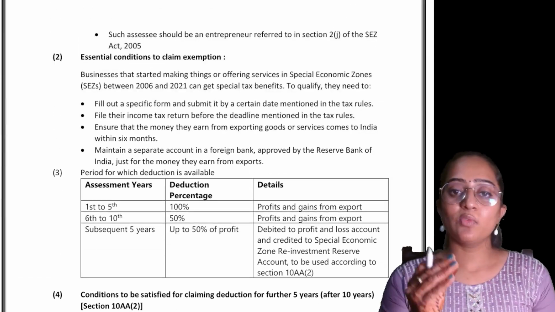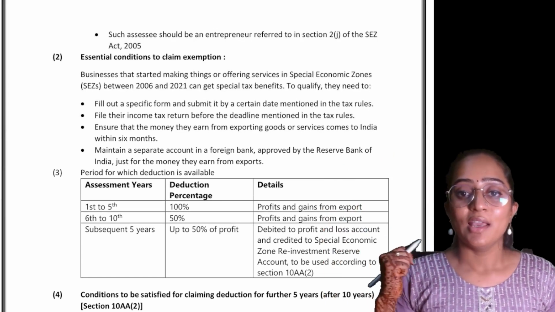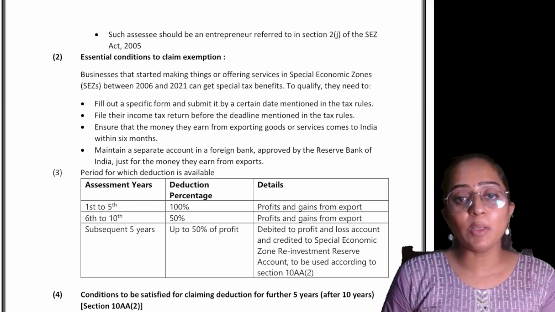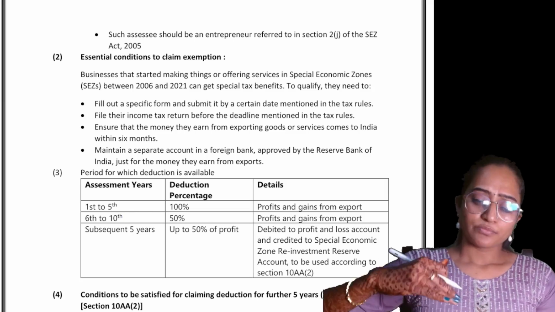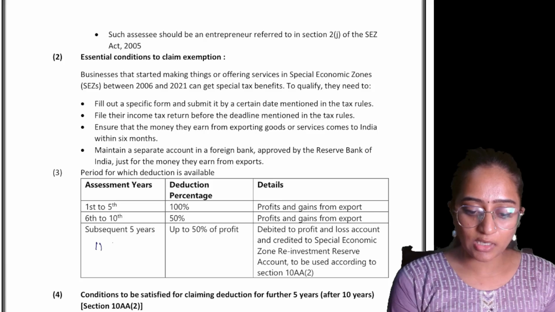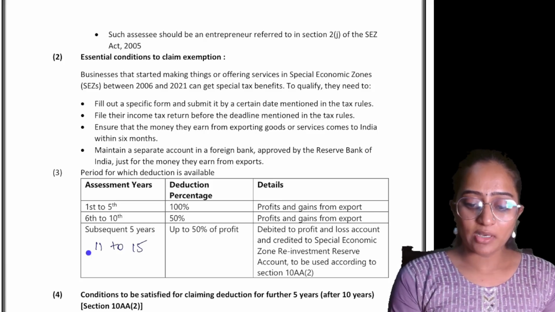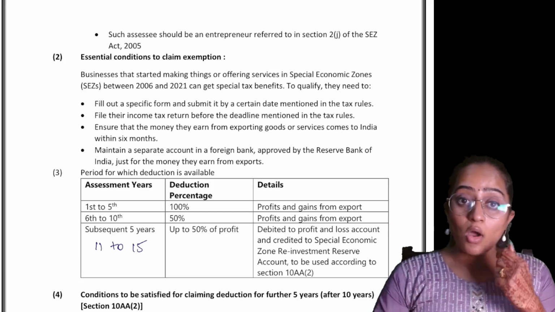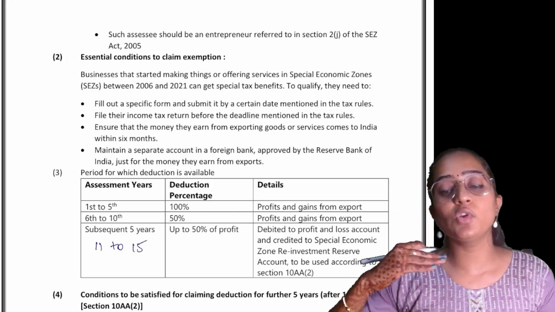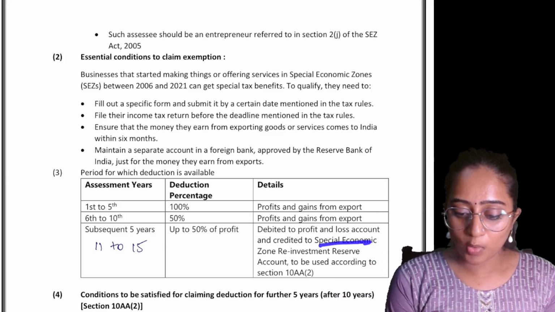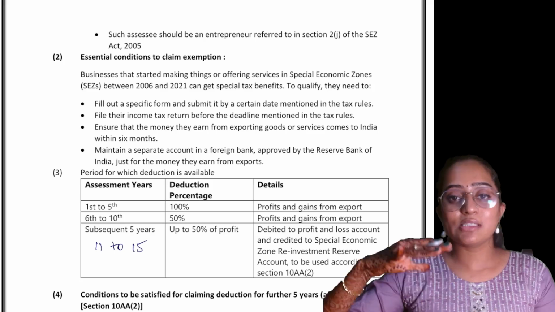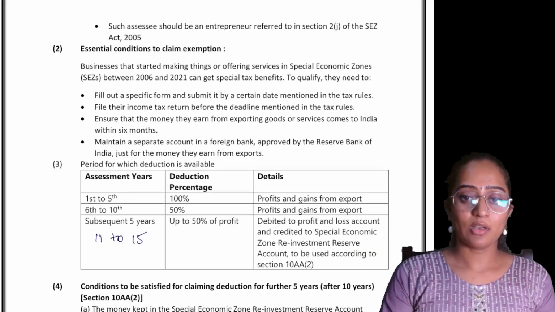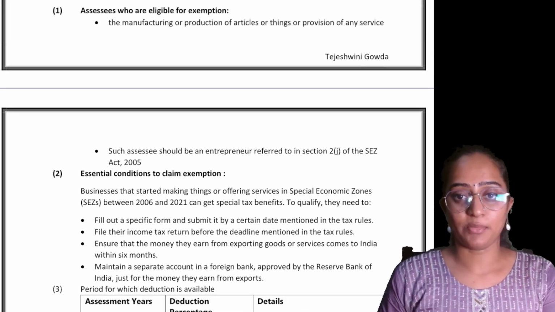Remember, from the first year to the 5th year, you will get 100% of the profits so computed in the calculation. If you are in the 6th to 10th year of starting your business, you will get 50% of whatever you have computed over there. And from the 11th year, that is the 11th to 15th year, you will be able to get a deduction of up to 50% of the profits, or the amount which you have transferred to the special economic zone reinvestment reserve account, whichever is less, will be allowed as deduction in your 11th to 15th year. Clear? This is about your deduction chapter. Thank you.